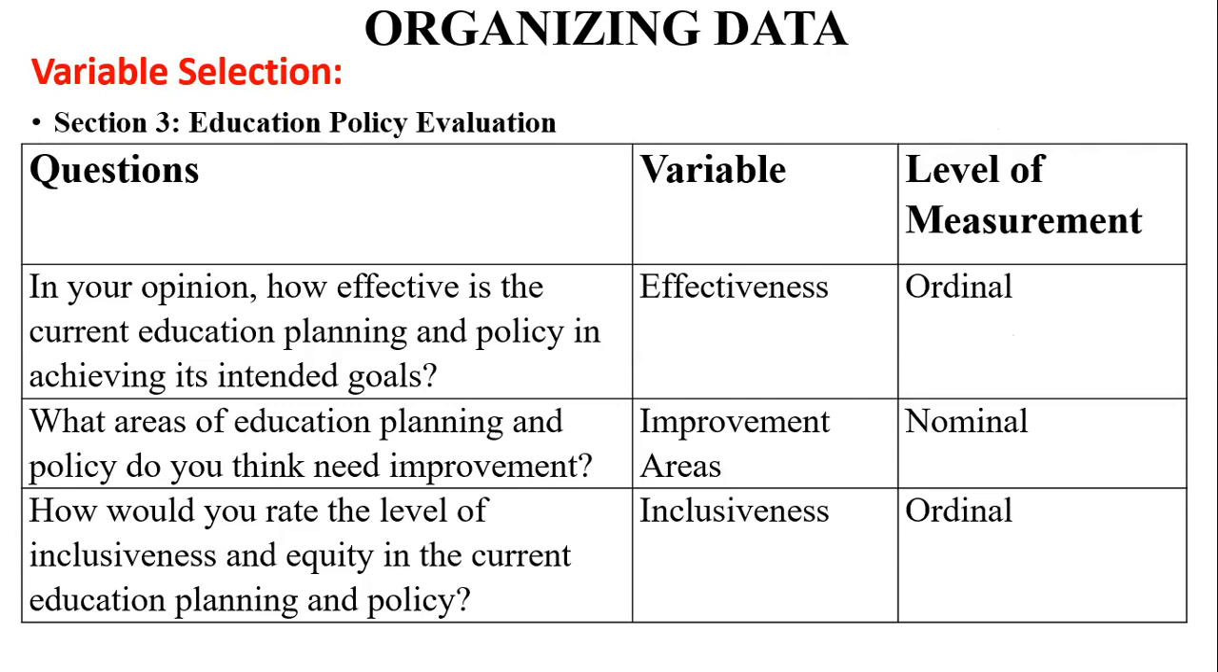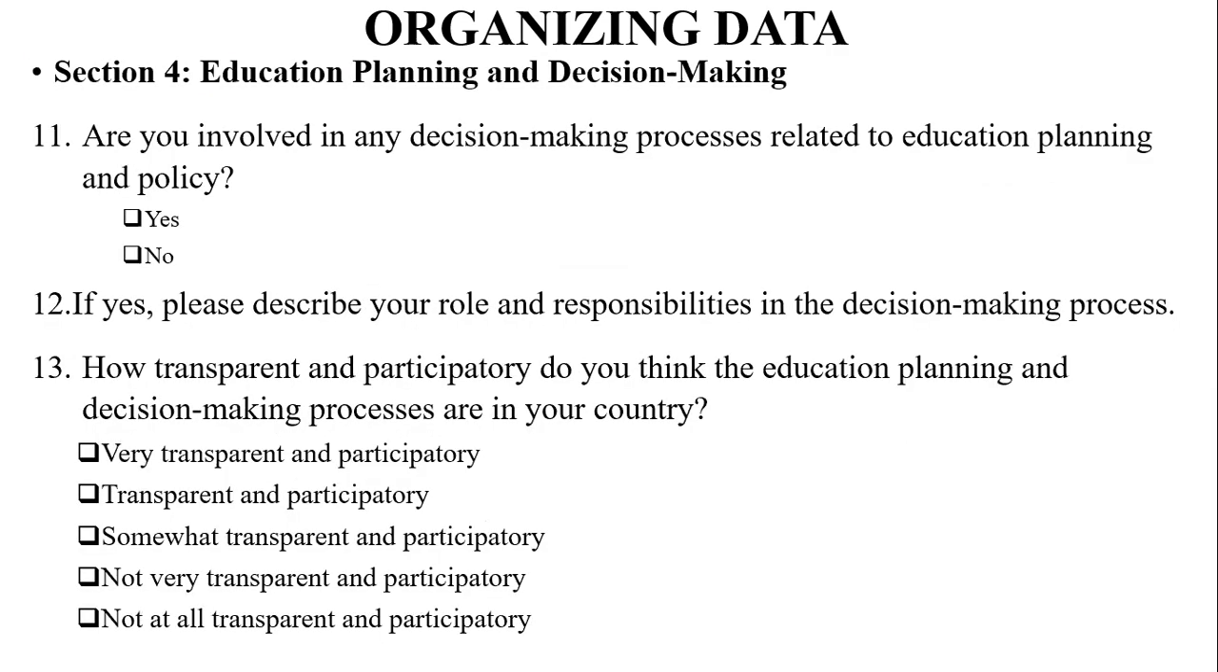The second one is the areas that need improvement. This one is going to be measured at nominal. And the third is looking at inclusiveness. The variable is inclusiveness, and it's going to be measured also at ordinal.